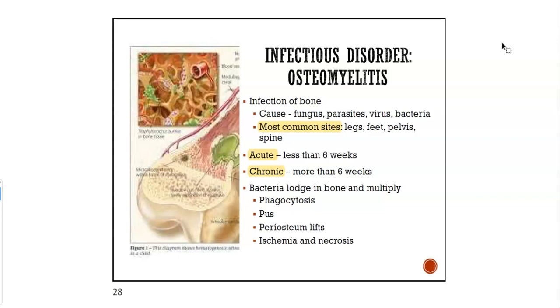So what happens in osteomyelitis is that the bacteria get lodged in the bone and they start to multiply. That's what they like, right? That's what they do. So as long as you give them enough nutrients, a little bit of blood supply, right? It's warm, it's moist, then they start multiplying. So it can lead to phagocytosis by your white blood cells, because your body's going to try to fight it, right? You can have some pus in that area, and some inflammation can occur in that area, causing the periosteum to lift. And because of that inflammation and the tissue damage, it can lead to ischemia and necrosis.